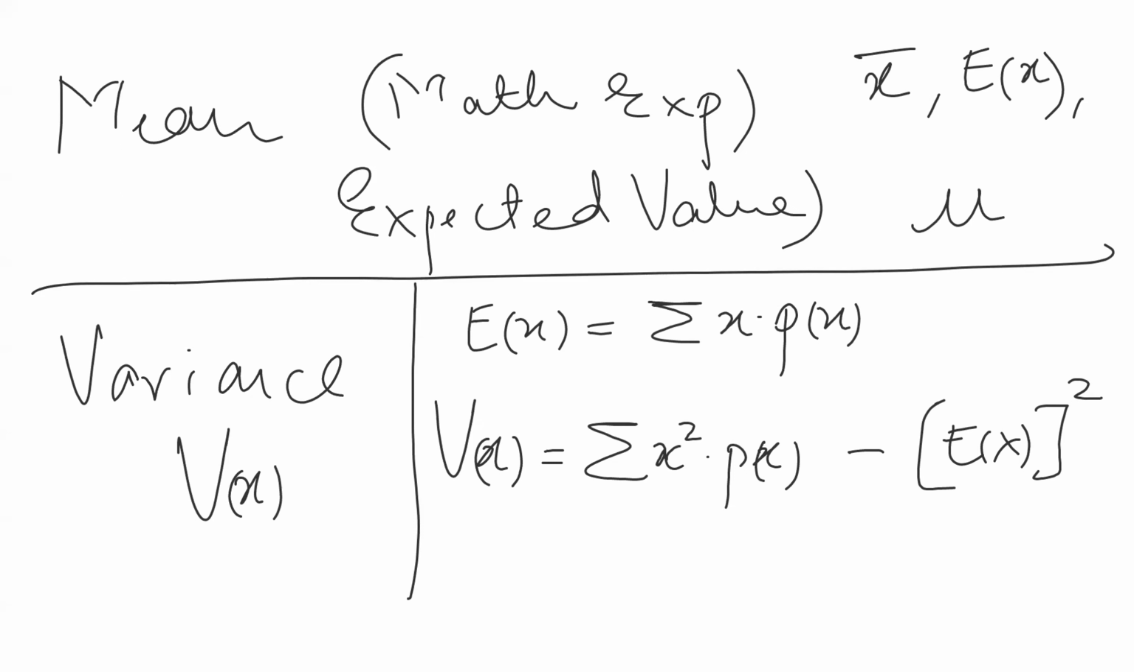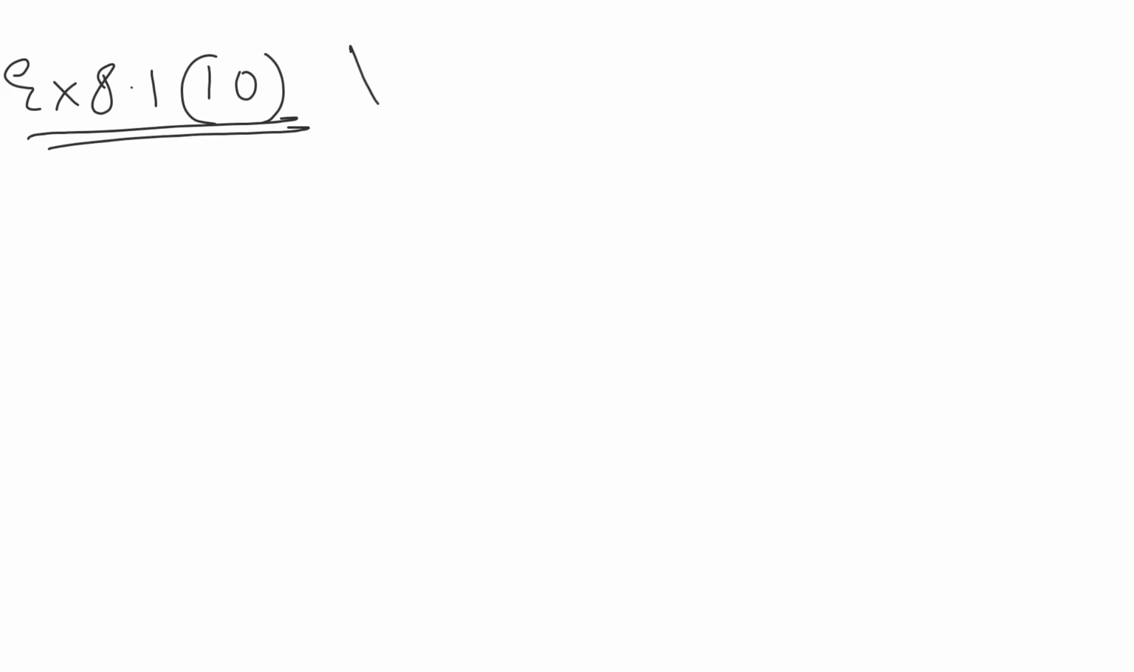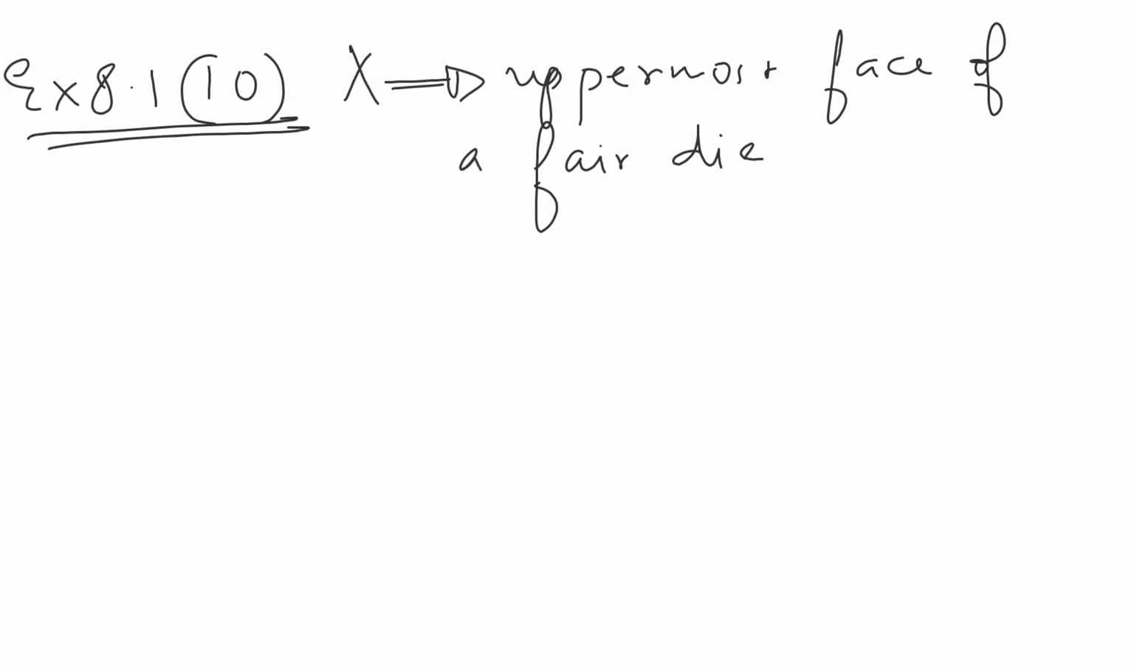So we'll take some problems from the government textbook, right? Go to the mathematics distributions book, exercise 8.1, question number 10. They are asking expected value and variance of x, where x is the uppermost face of a fair die.